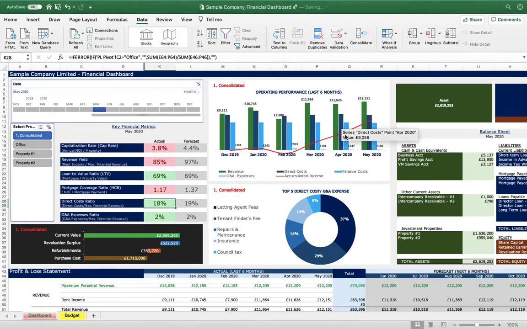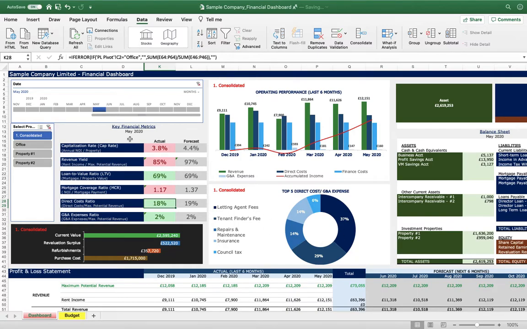So below that, directly below that, we've got our top 5 direct costs. So that's just a very quick and easy way to see where most of your money is going in these direct expenses, where the biggest chunks of it are. You can see here the biggest chunk of expense on this rental portfolio is the lettings agent's fees.